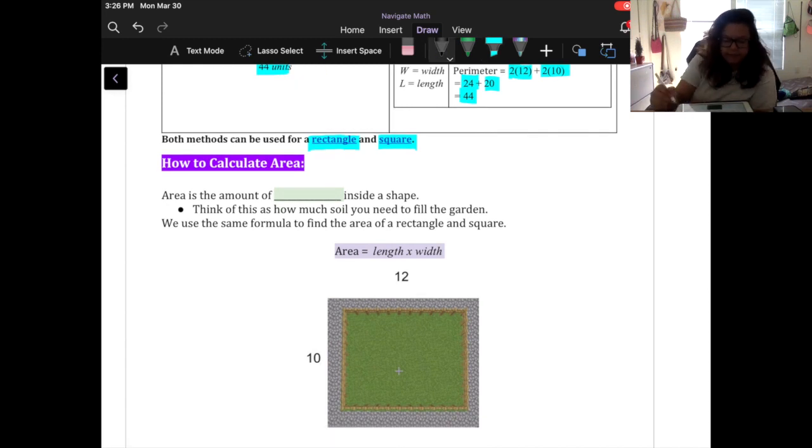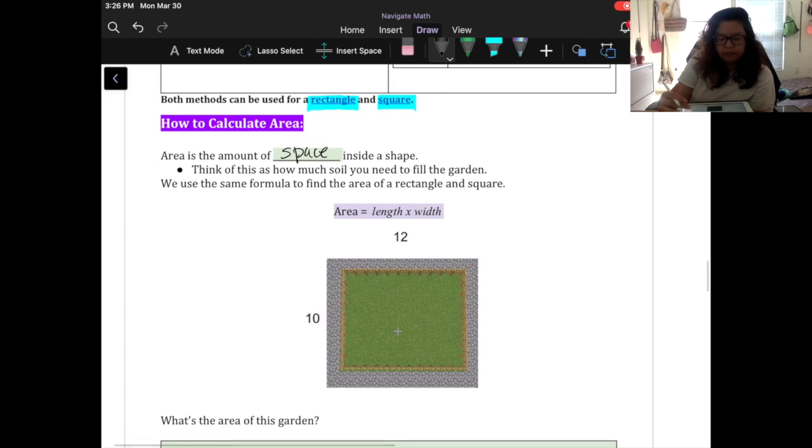Area. Area is the amount of space inside a shape. Think of this as how much soil you need to fill a garden. So if I wanted to find the area of the garden to figure out how much soil I needed, that means I'm calculating the area. You can also think of this as trying to find how much paint you need to paint the wall of your room.